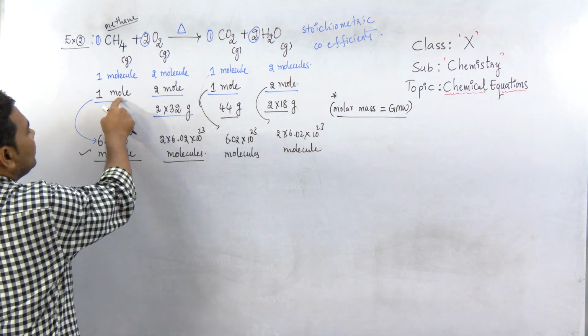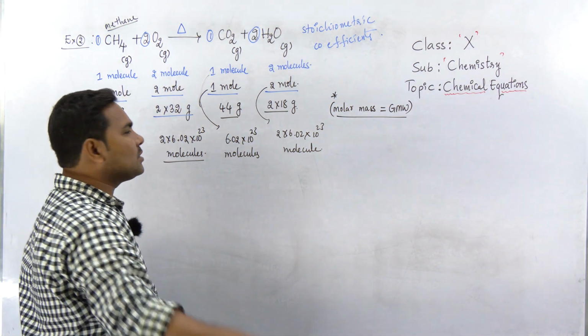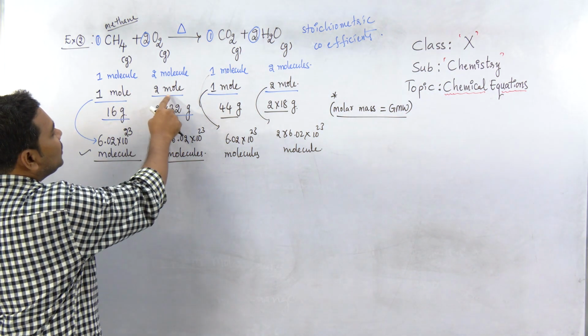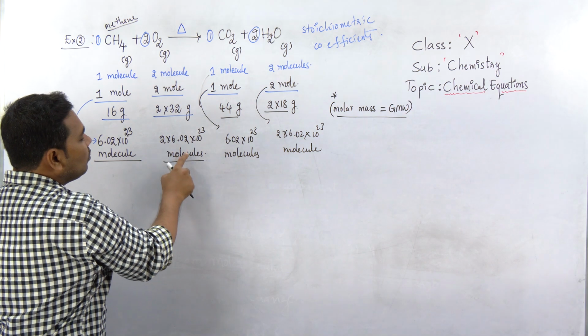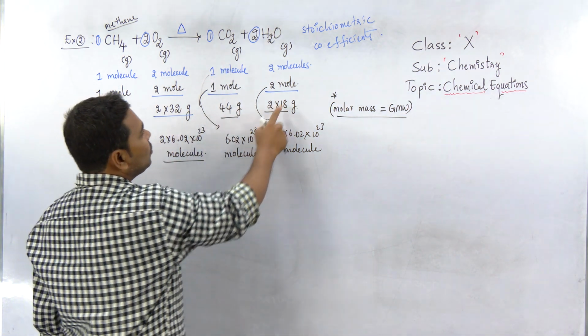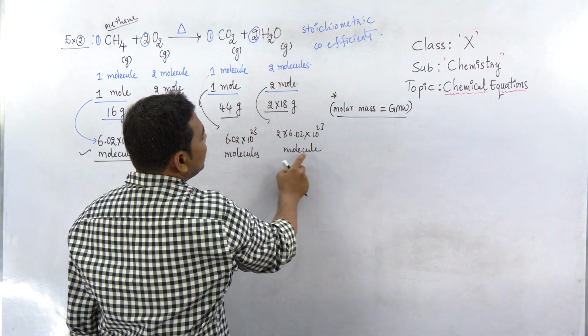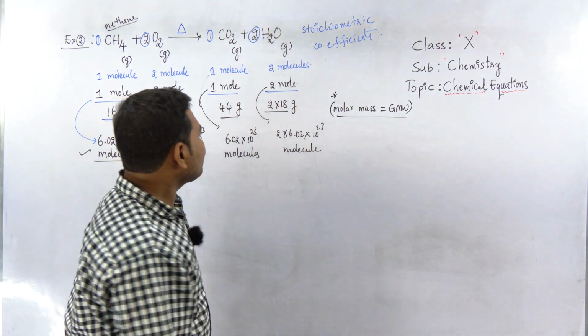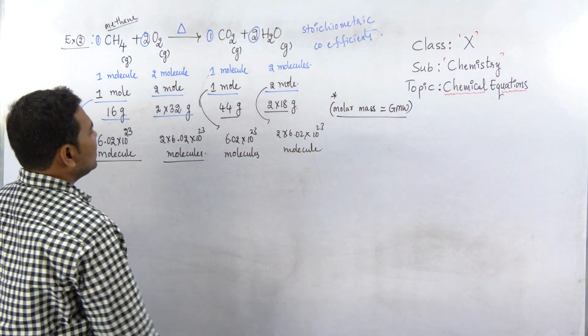1 mole of methane contains 1 mole of molecules of methane, which is Avogadro number of molecules. It reacts with 2 moles of oxygen molecules, giving 1 mole of CO2 molecules and 2 moles of water molecules. Is it clear?